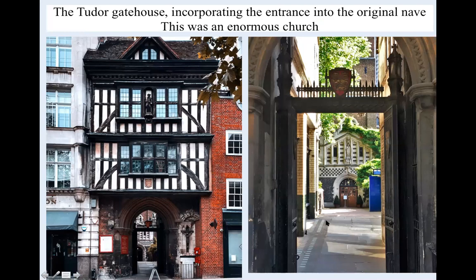So what happened is that this whole part of the church was demolished under Henry VIII. But you go through this wonderful gatehouse, which was discovered after the Second World War. There was bomb damage here, and there had been a facade in front of it, which was destroyed by the bombing. So this was revealed during wartime.